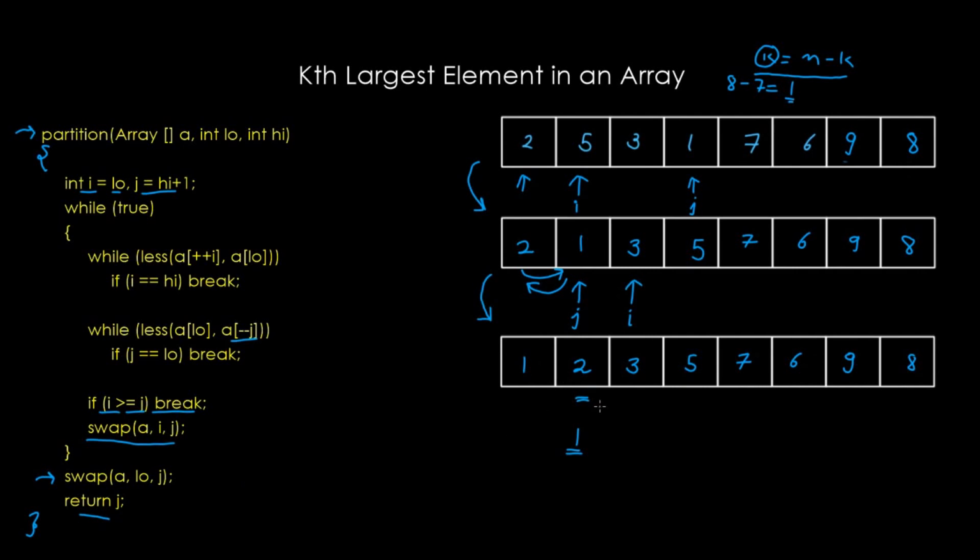But if the value of k is greater than 1, then it means that we are required to do the same thing for this part of the array. And if the value of k is less than 1, then it means we are required to do the same thing for the left part of the array.